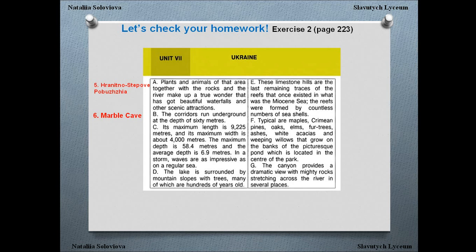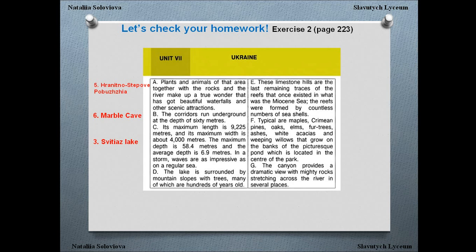Let us see. Its maximum length is 9,225 meters, and its maximum width is about 4,000 meters. The maximum depth is 58.4 meters, and the average depth is 6.9 meters. In a storm, waves are as impressive as on a regular sea. It must be some big lake because it's long and wide. So it matches Svites Lake, one of the biggest in Ukraine.